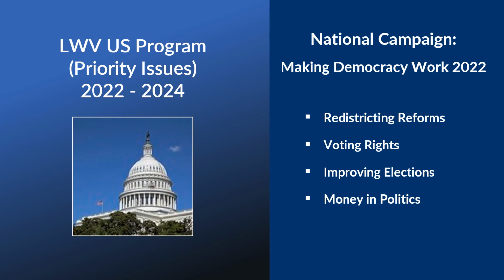Local leagues are encouraged to use national positions to act in their own communities and to contact their national legislators on identified national issues. The conversations that league leaders and members have with their representatives or senators can make the difference in how they vote. Most local leagues include elements of the National League priorities shown here, making democracy work, as part of their selected program.